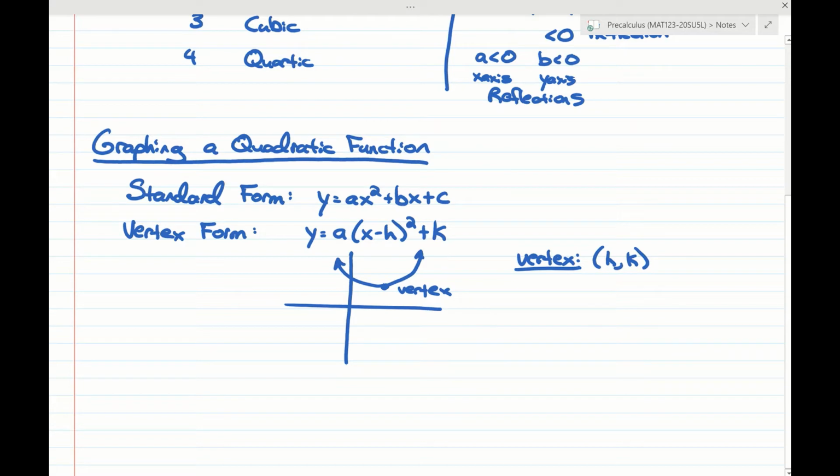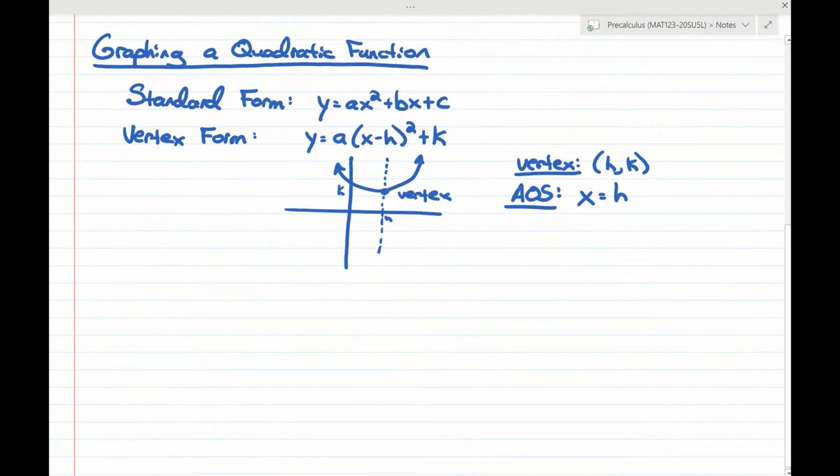We also have something called the axis of symmetry. Axis of symmetry goes right through the middle of the graph. We'll abbreviate it AOS, and we could find the axis of symmetry. Well, look, it's right down the middle, and if the vertex was h comma k, this point right here would be h comma k. It would have to be x is equal to h. So now what I'm going to do is I'll give you I think three different examples, and we'll go through to figure out different components of the graph.